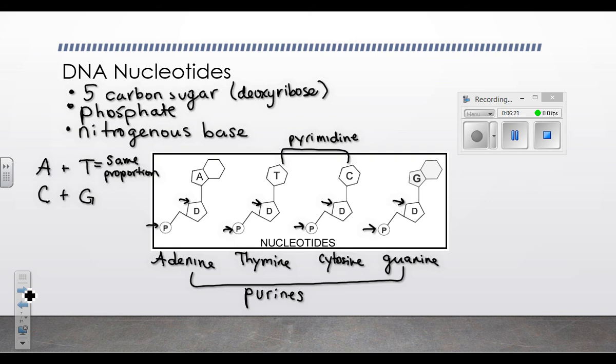Now the two sides of each pair we would refer to as complementary bases. They complement each other. One has two rings, the other only has one, and when we put them together it makes a beautiful three-ring structure. And the same goes for A and T. So C and G complement each other, A and T complement each other. Now, does anyone have any questions they want to ask so far about DNA nucleotides?